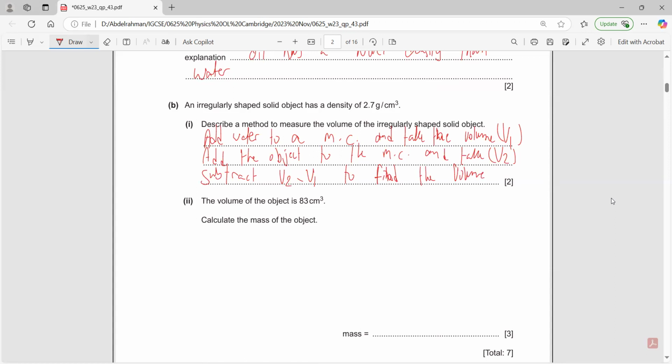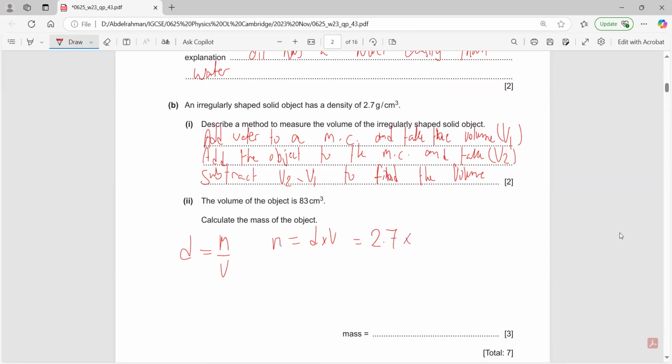Yeah, that's easy. The volume of the object is 83 centimeters cubed. Find the mass of the object. Density equals mass over volume, so mass equals density times volume. You have the density, which is 2.7, times the volume, 83. The mass would be 220 grams.